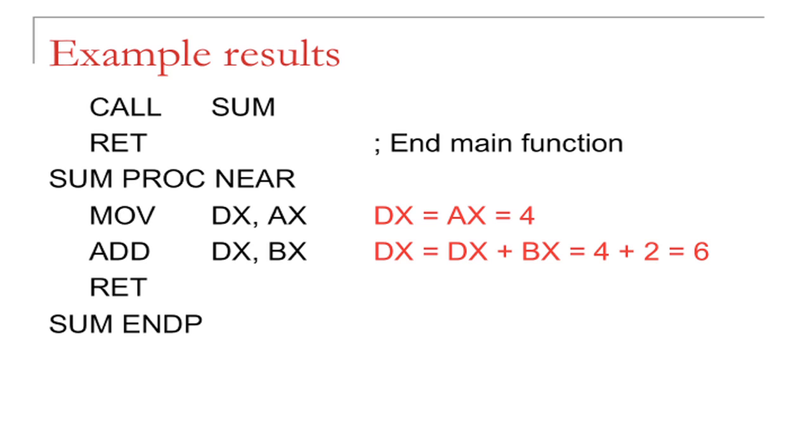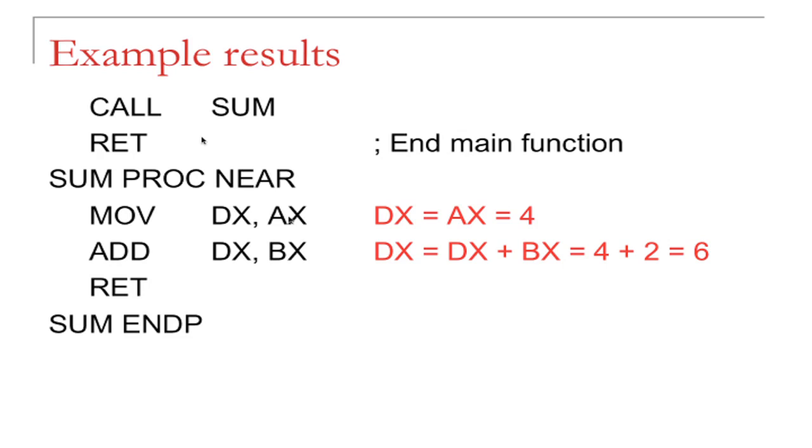Okay, here's the solution. So in the main program, when we do call sum, the address of the next instruction will be saved. In this case, because it's a near procedure call, only the IP, the 008, that number will be stored to the stack. And then the control transfers to here. When we say control transfer, we really mean that the microprocessor's execution path will jump to here.